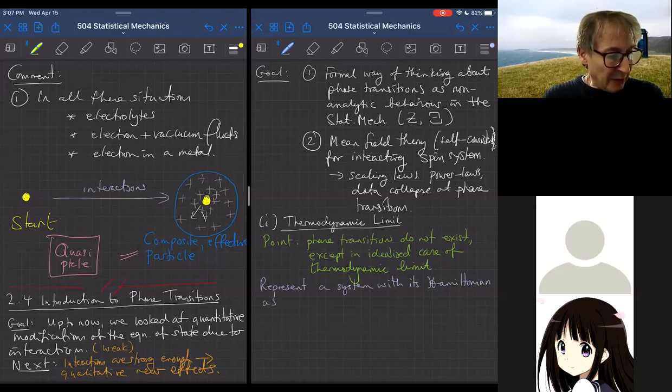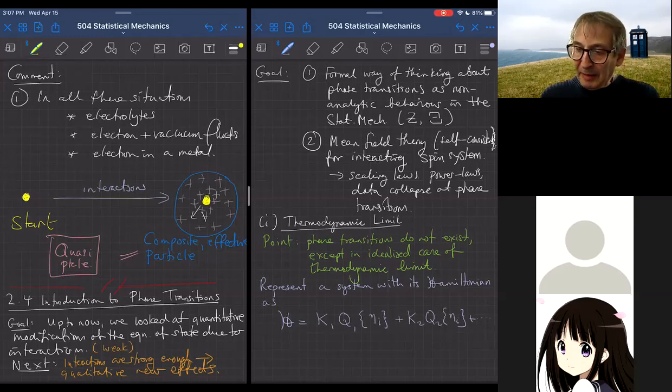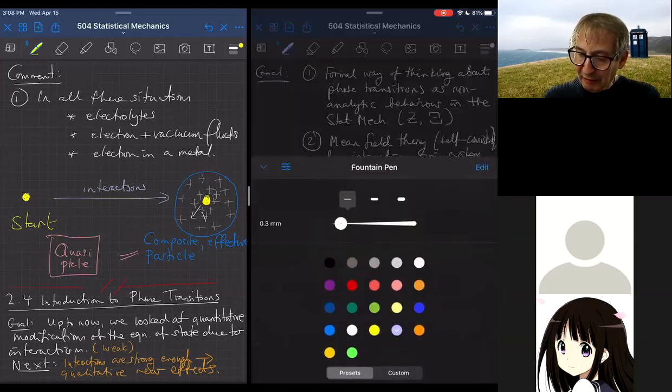So I'm going to write it in the following form. I'm going to write the Hamiltonian is some quantity which I'll call a coupling constant K1 times some local operator which I'll call Q1 of the degrees of freedom, plus K2 Q2 times the degrees of freedom, plus ... like this. And what do I mean by this rather abstract way of writing things?